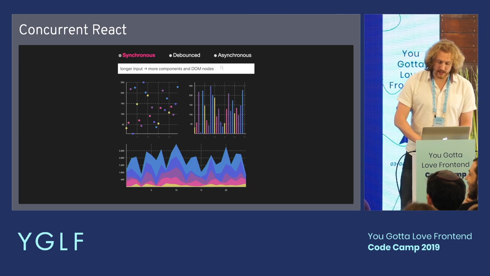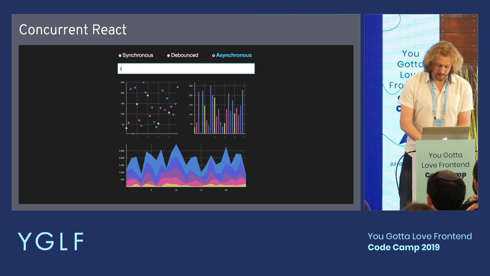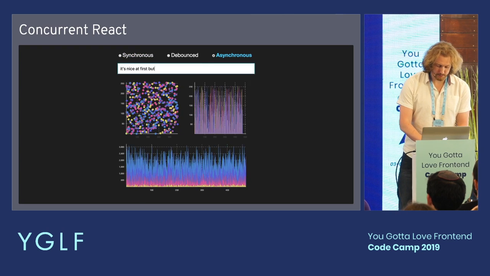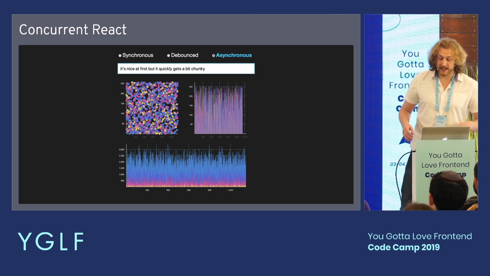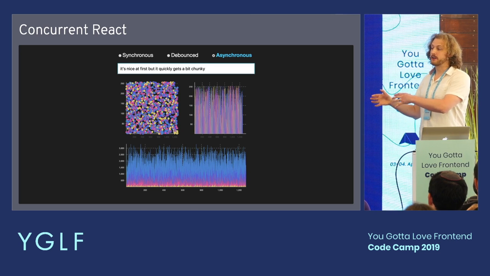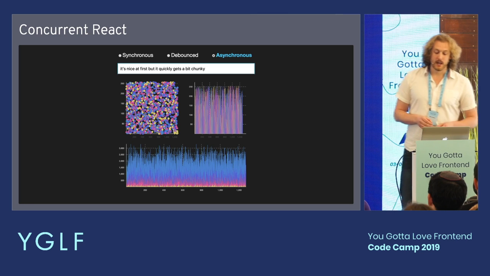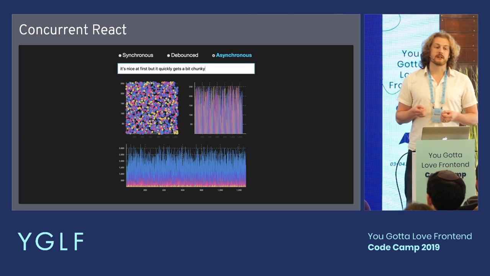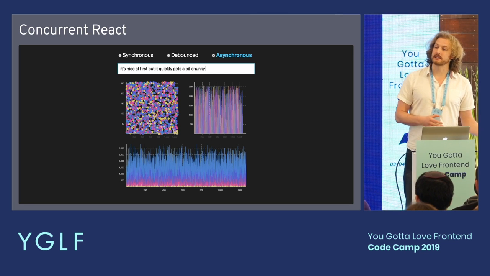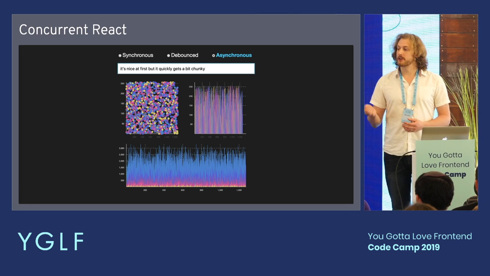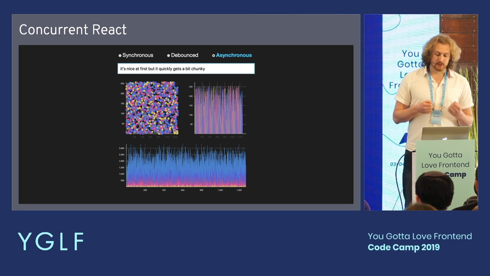So just to show you one more time, in async mode with React, it's nice at first, but it quickly gets a bit chunky. Now, it's obviously better than React without time slicing, but it's not clear to me that it's better than just having a framework that doesn't have these bottlenecks in the first place. The best way to deliver a good user experience is to be extremely fast.